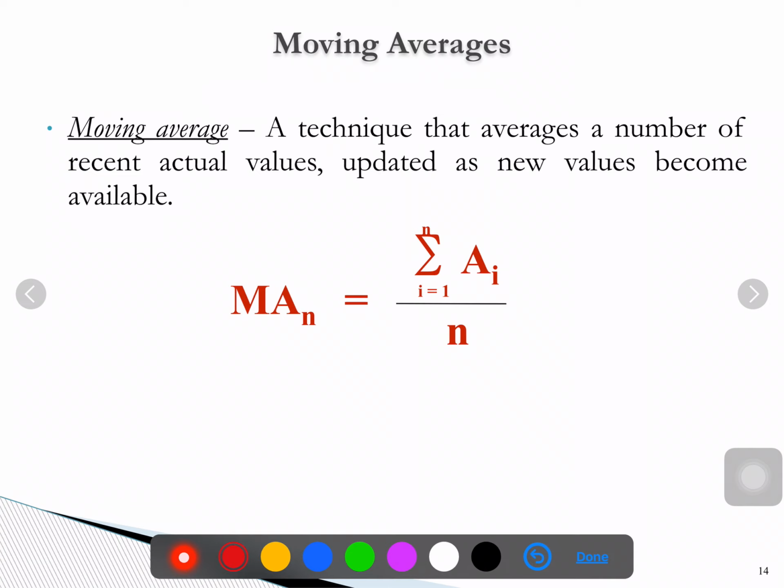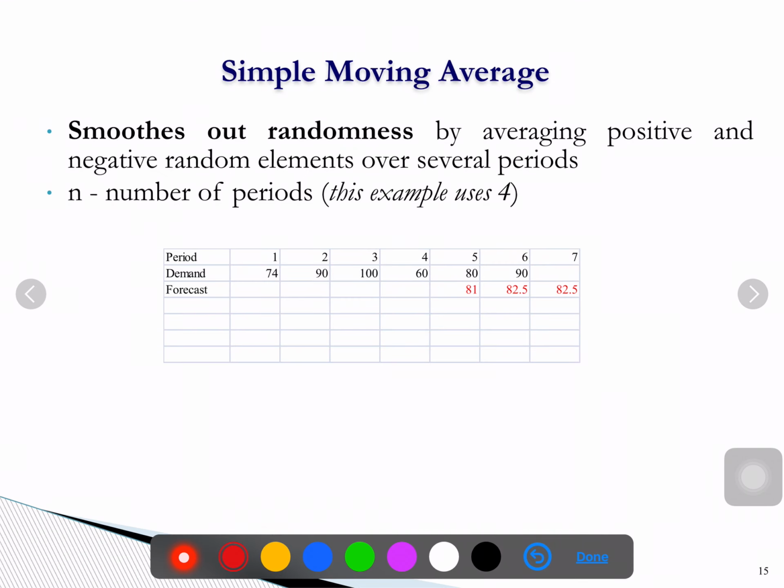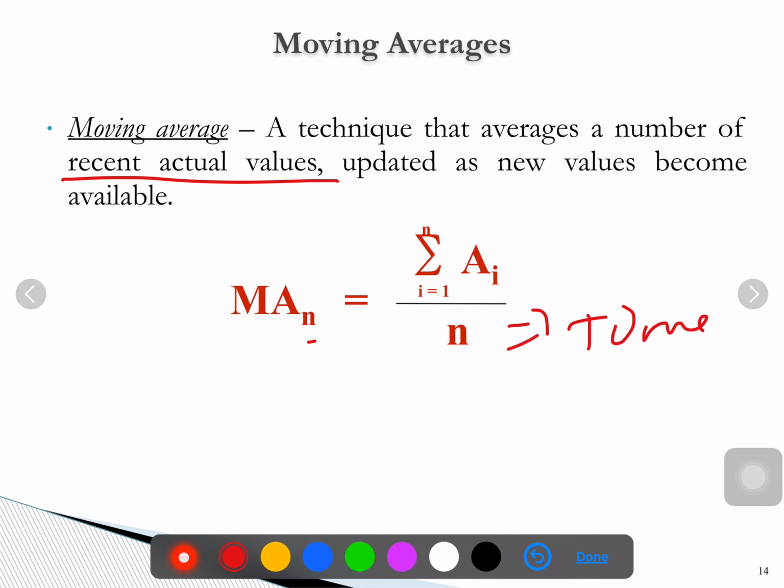Moving average is a technique that averages a number of recent actual values, updated as new values become available. So it is the average of a number of recent actual values, but we have to determine the number of recent actual values. So the moving average of n is equal to the summation of A, the actual values, divided by n, where n is the number of time periods.